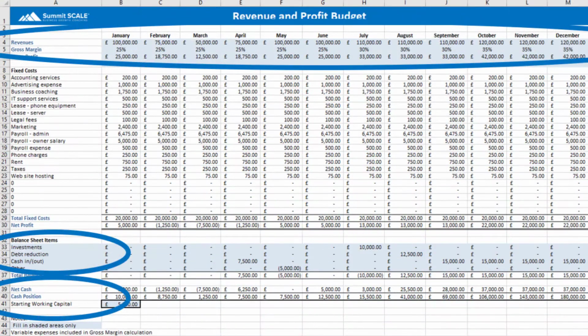This is a revenue and profit budget worksheet which is used to forecast cash. It has a P&L, the income statement, here at the top, the fixed cost schedule, as well as the minimum number of balance sheet items to make it simple for the business owner to forecast cash. The balance sheet items include how much money you want to invest in equipment or other items that are used to grow the business, how much money you want to use to pay down debt, how much cash you expect to put in or take out throughout the year. That gets you to a net cash position throughout the year.